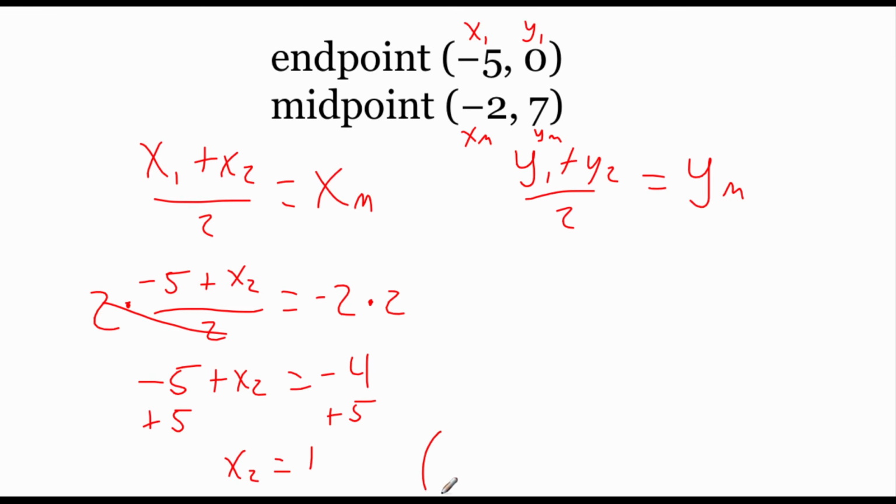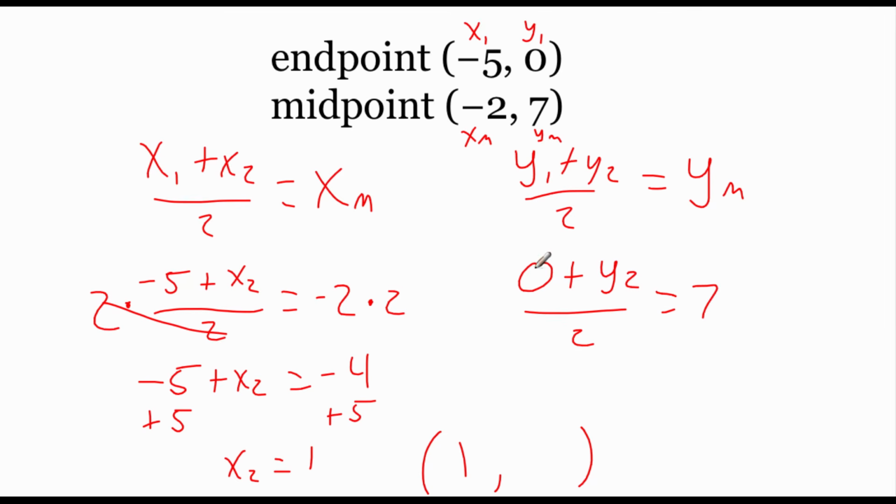Now I'm going to start building this ordered pair. We know the x2 value is 1. Now let's run through and find our y value using this other formula. We know that our y1 value is 0 plus this unknown y2 value divided by 2 equals our y sub m value, which is 7.